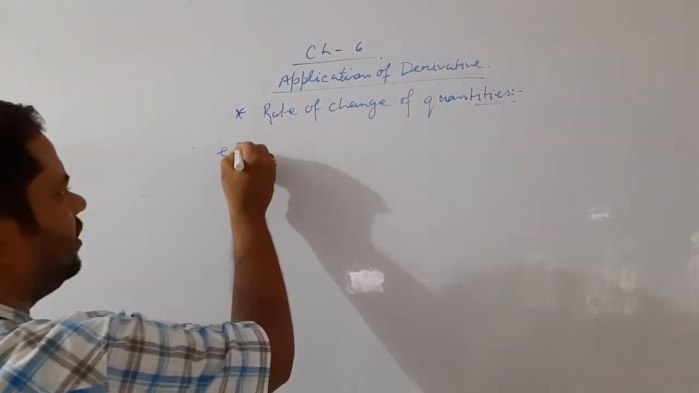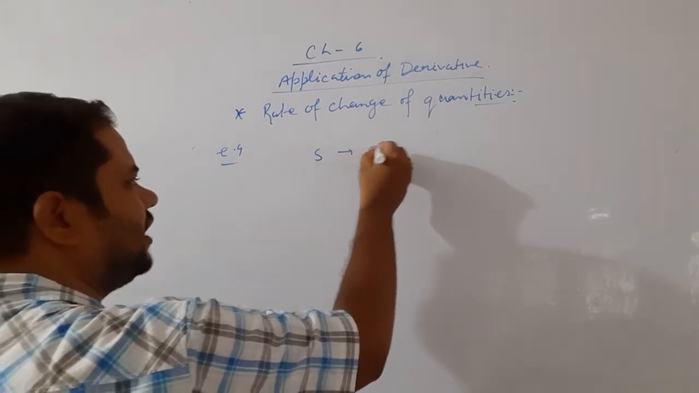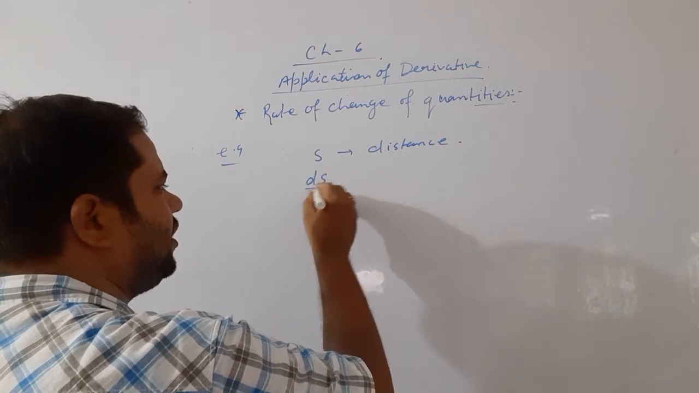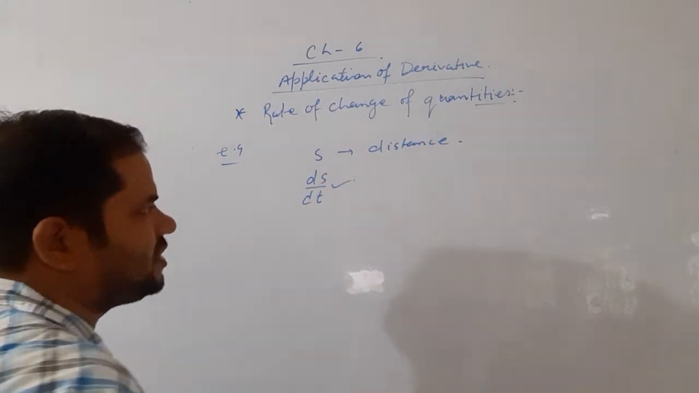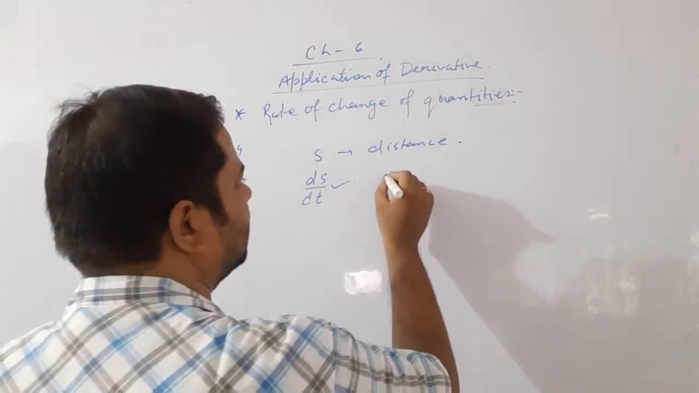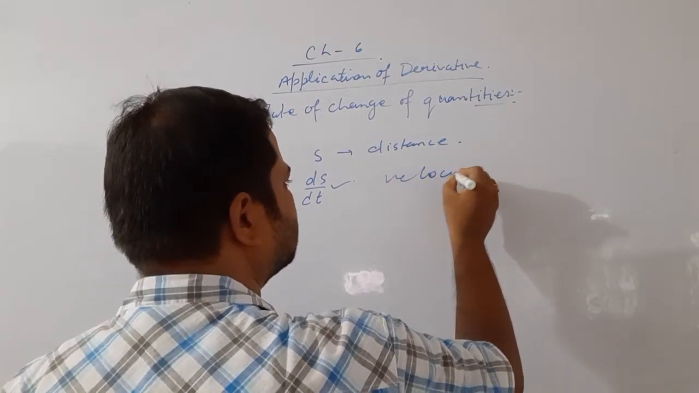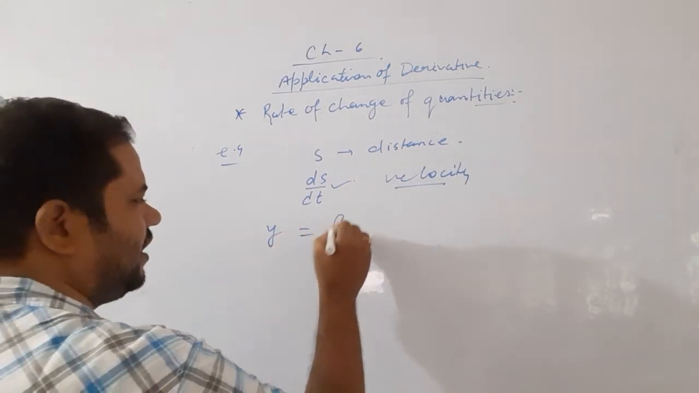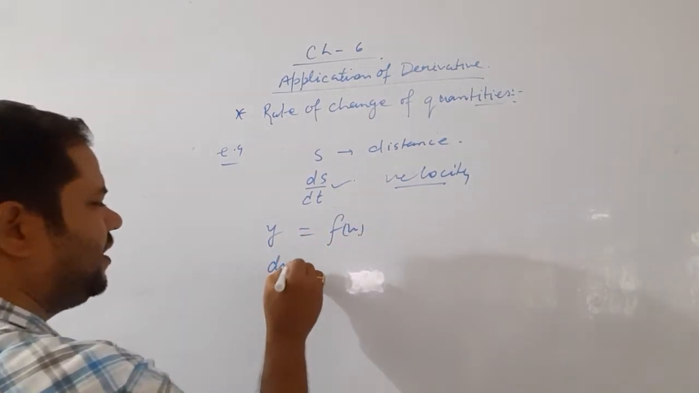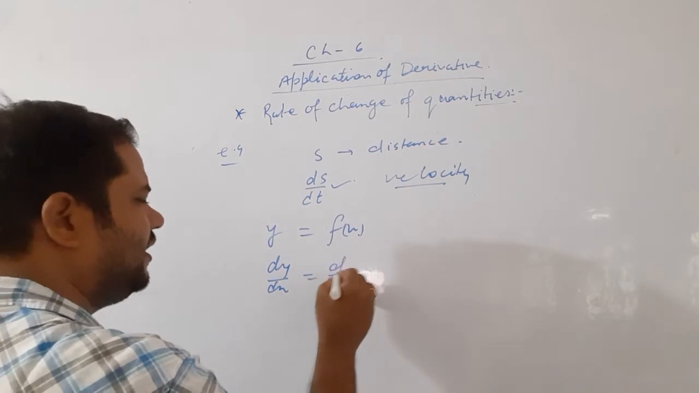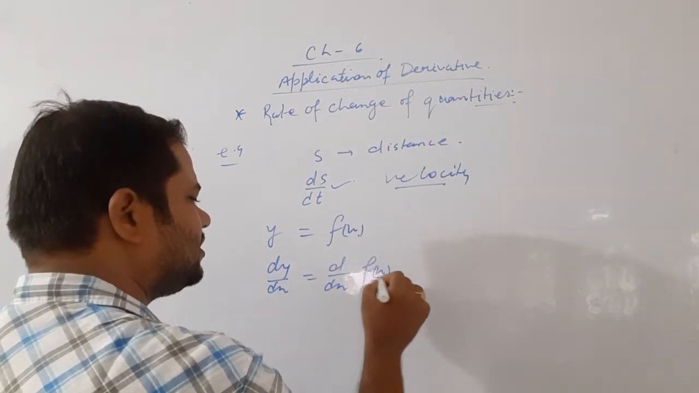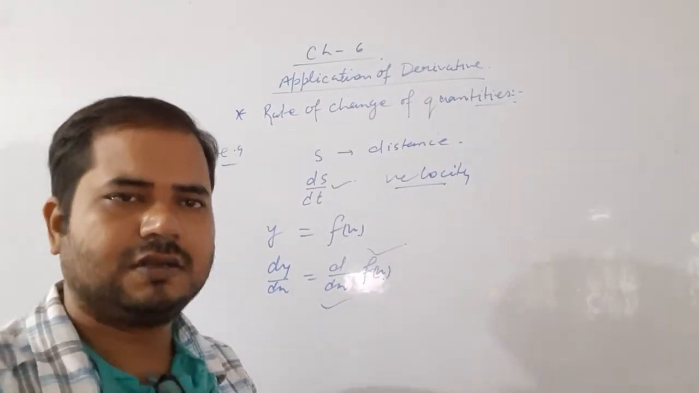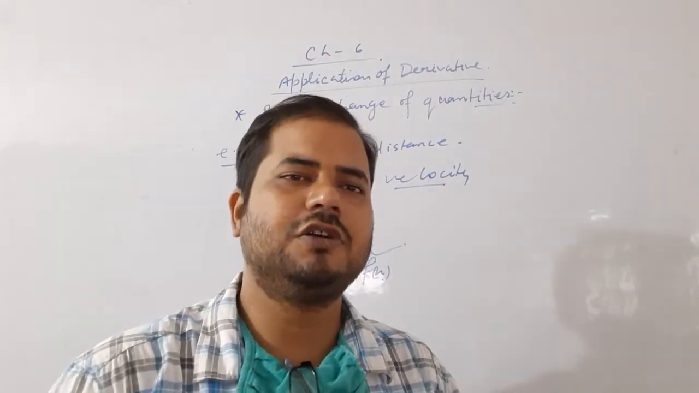For example, you know S is distance, then ds upon dt, rate of change of s with respect to t, is nothing but velocity. Similarly, y is equal to function f(x), then dy by dx is nothing but the derivative of f(x). So this is the change in function with respect to x. So this is the rate of change of quantities.